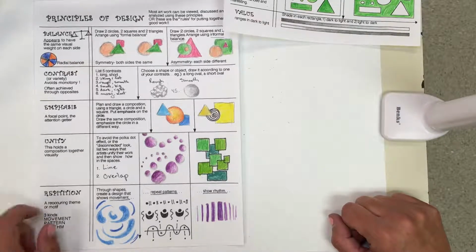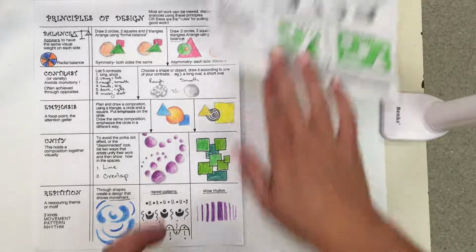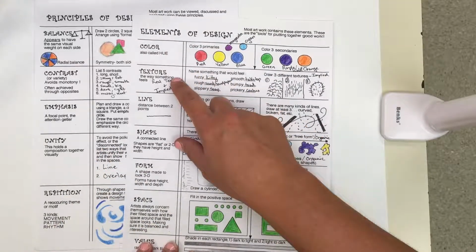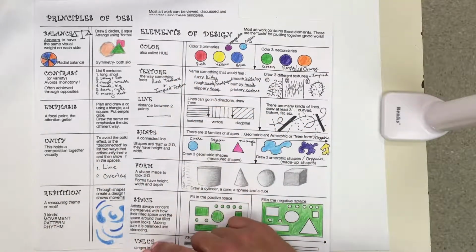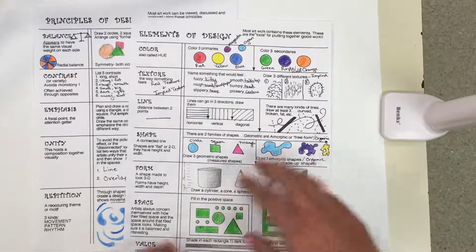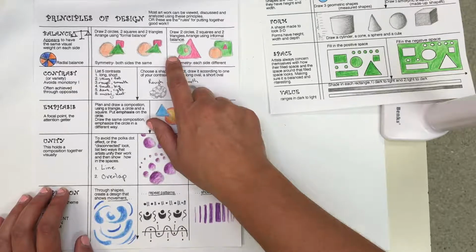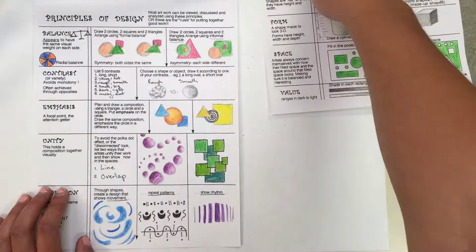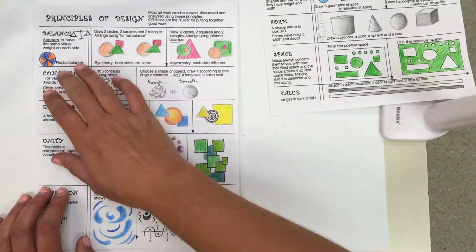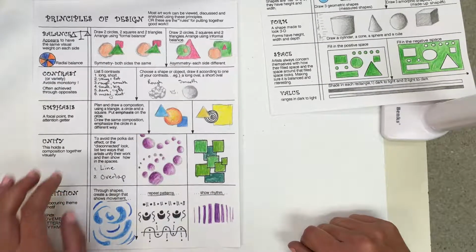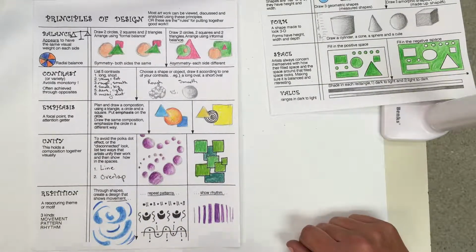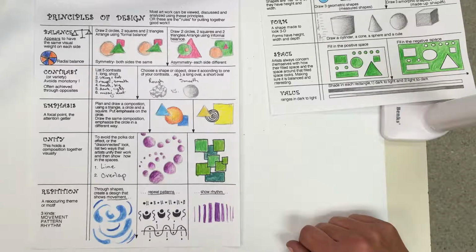And if you take anything away from this, remember, the elements of design, color, texture, line, shape, form, space, and value, can be used to create the principles of design, right? To create balance, right? We can use color and line to create contrast. We can use form and texture to create emphasis or line. And that's how I want you to start thinking about these.